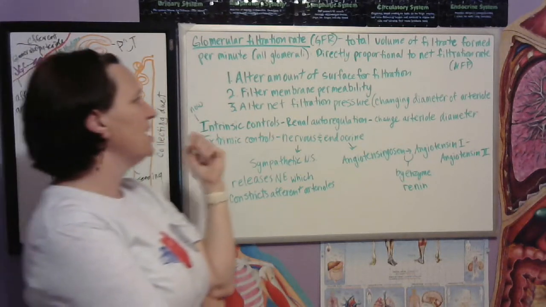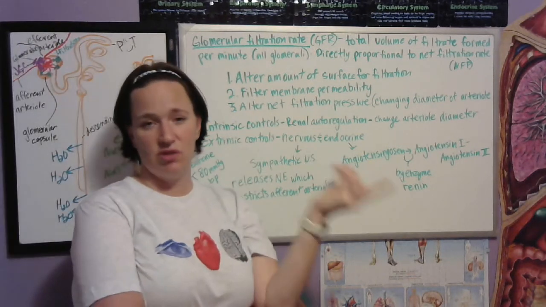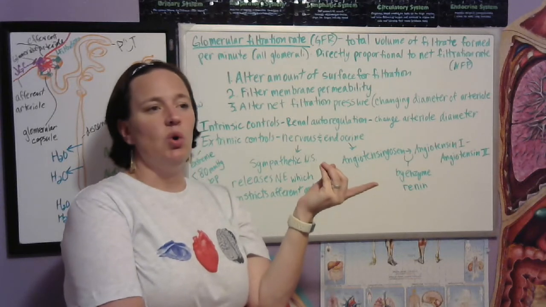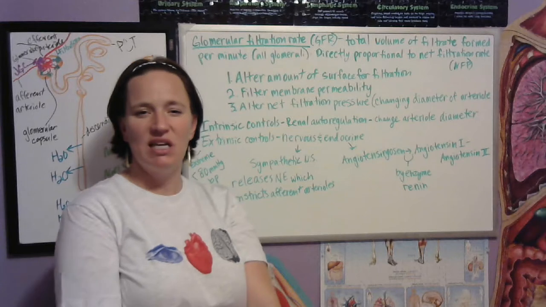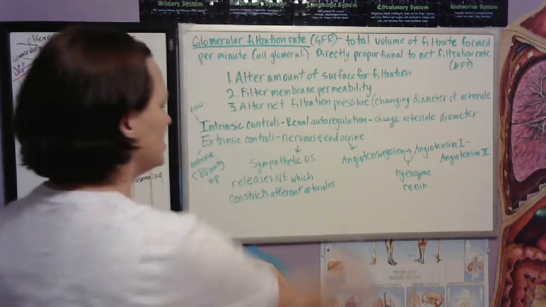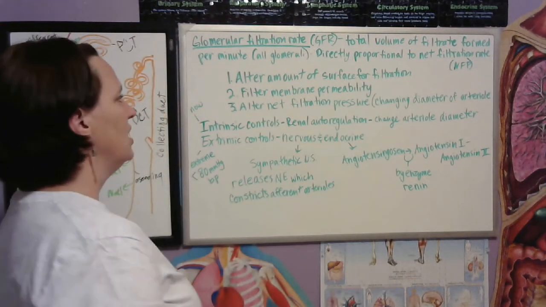The first one is you alter the amount of surface for filtration. So that's not going to happen very often, right? Maybe if you donate a kidney to your brother. But most of the time you're going to have the same amount of filtration surface area.